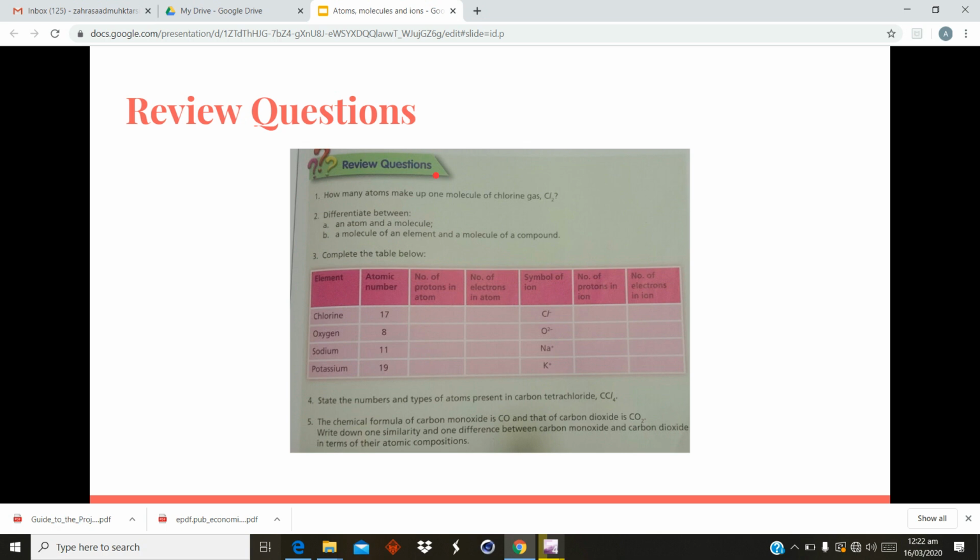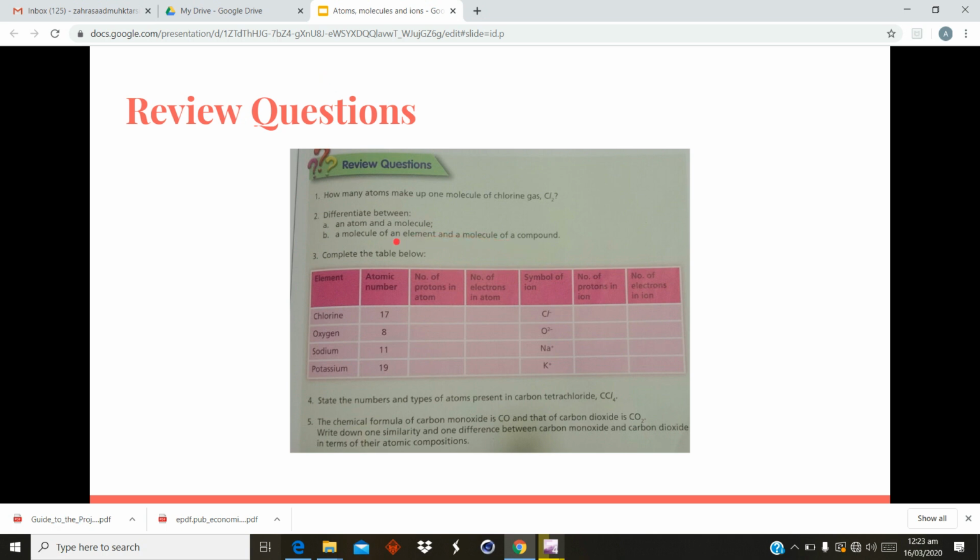Then, differentiate between an atom and a molecule. An atom is basically just a single particle, whereas a molecule is made up of more than one atom, two or more atoms. Next, a molecule of an element and a molecule of a compound.